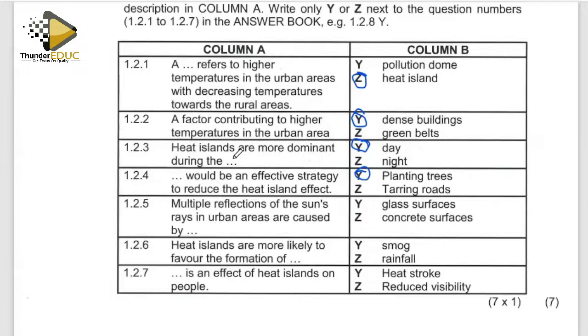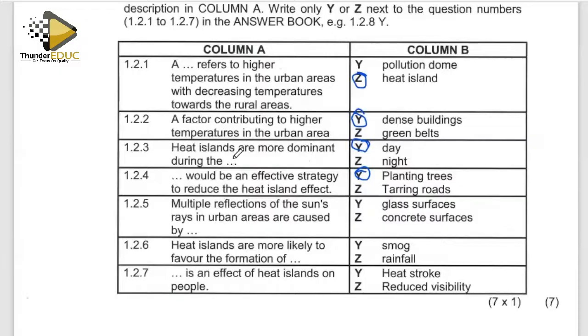Planting trees. Right, we understand that trees have a cooling effect because they produce shade and also because of the effect of transpiration by the vegetation leaves. So as a result, we tend to have a cooling effect because of the introduction of vegetation or planting of trees. Tarring of roads is actually a factor which contributes towards higher temperatures in the urban area because remember, tarmac surfaces are artificial surfaces that tend to absorb the heat.